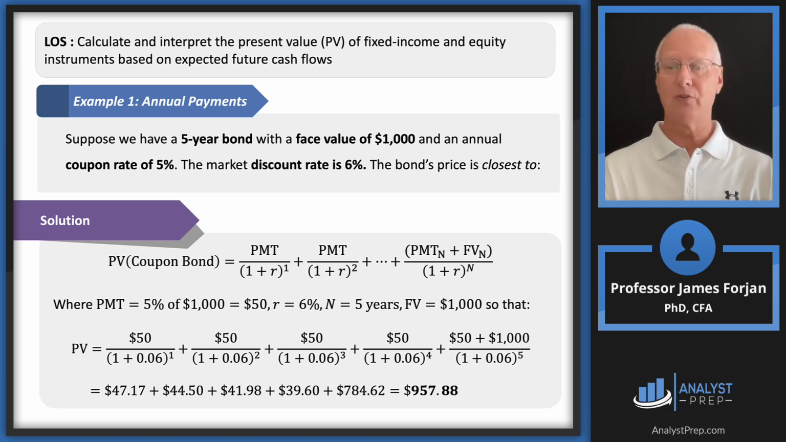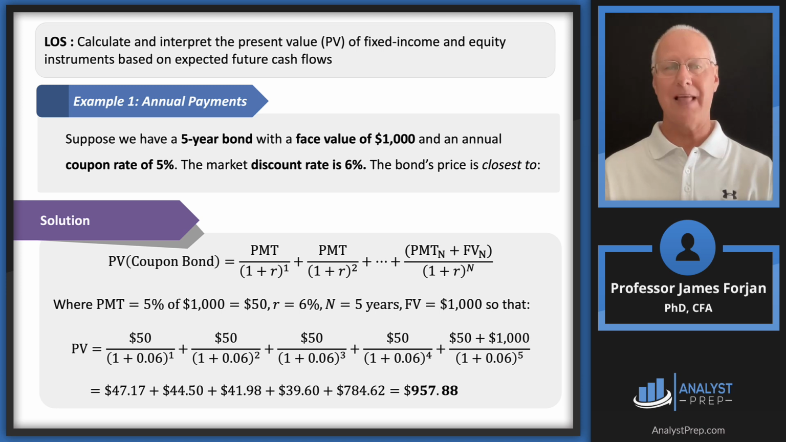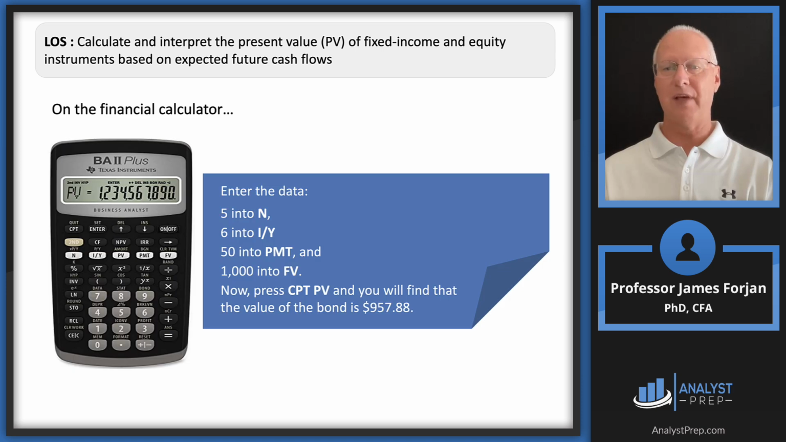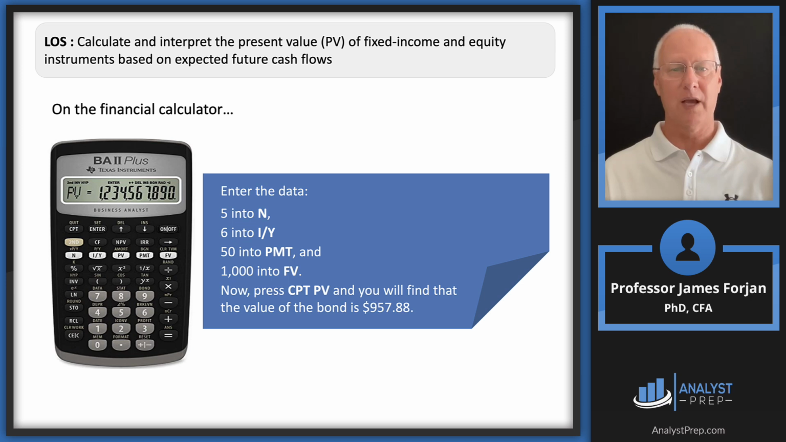Well, 5% of 1,000 is $50. So there's the ordinary annuity, a series of consecutive equal payments. And then we're going to discount them at the yield to maturity on the bond. Don't forget to raise it to the 1, the 2, the 3, the 4, and the 5, all the way out to 5 years. But then look at that very final calculation: you have to add the $1,000 par value to that last $50 coupon payment. Now you could get your calculator out and chug away through all of those intermediate calculations, and if you do, you get 957.88.